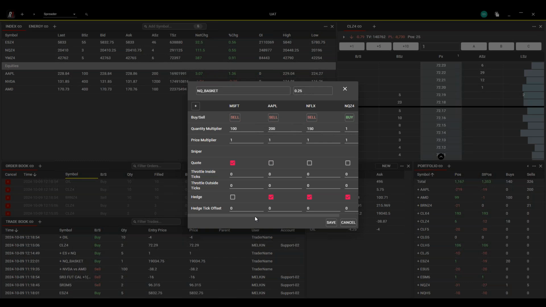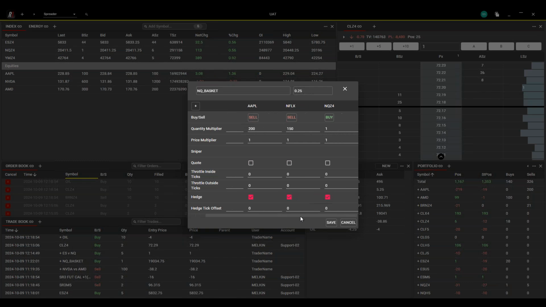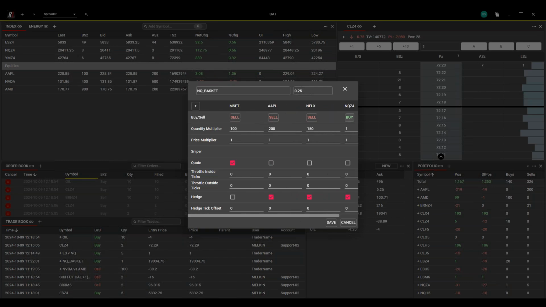So we can see here that I've got multiple legs. What this spread is doing is trading the NQ future versus three of the constituent stocks: Microsoft, Apple, and Netflix. Certainly these are just numbers that I came up with for a theoretical strategy. There is no limit to the number of legs you can add. So if you want to trade some sort of very large basket, say NQ versus a basket of 20, 30, 40, 50 stocks, that is absolutely possible.